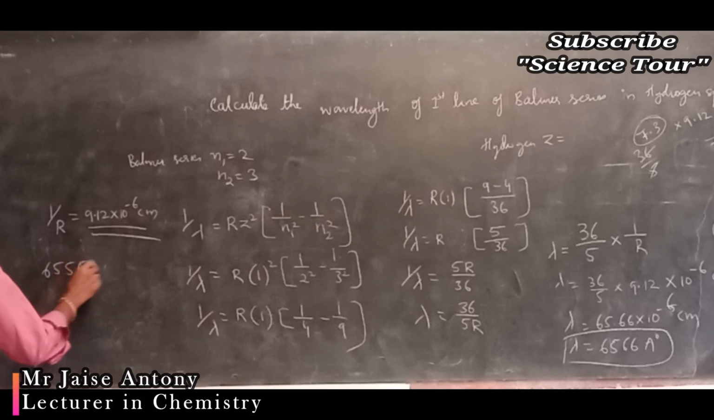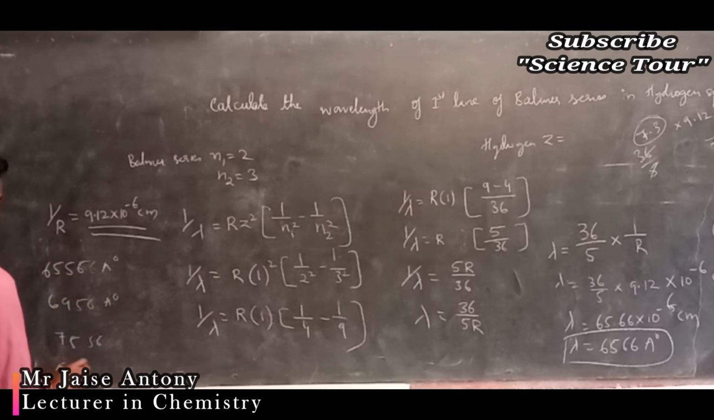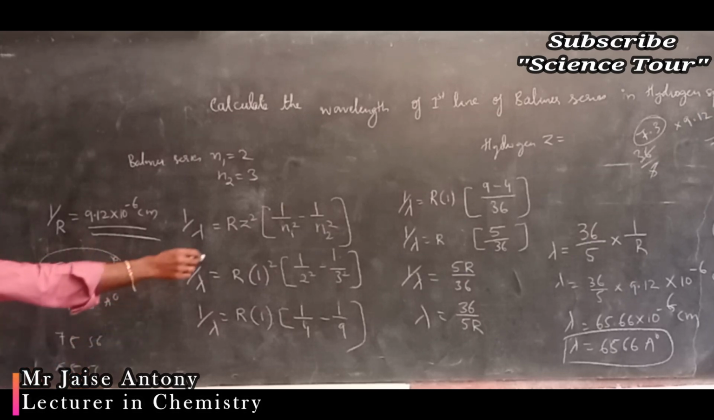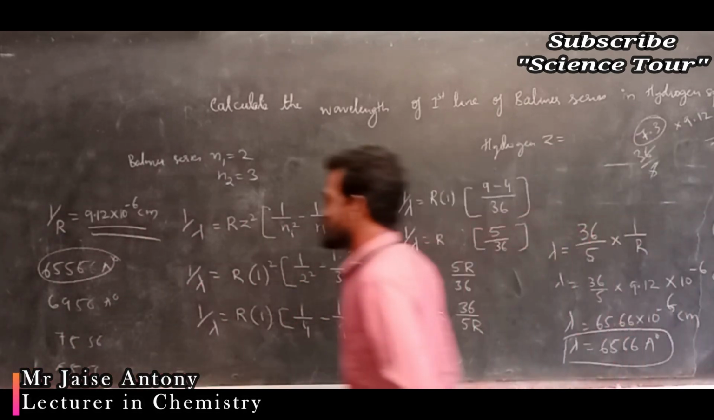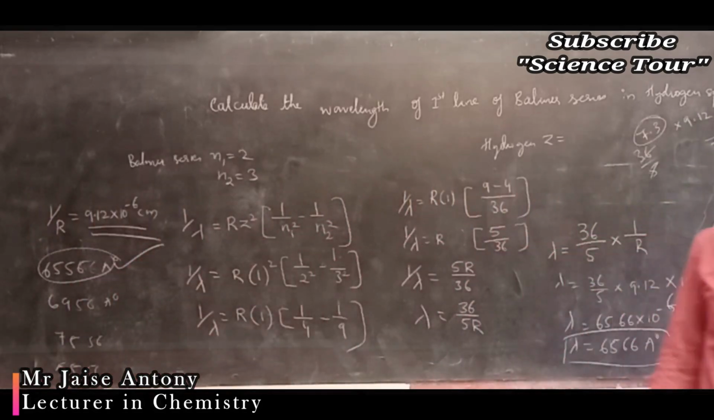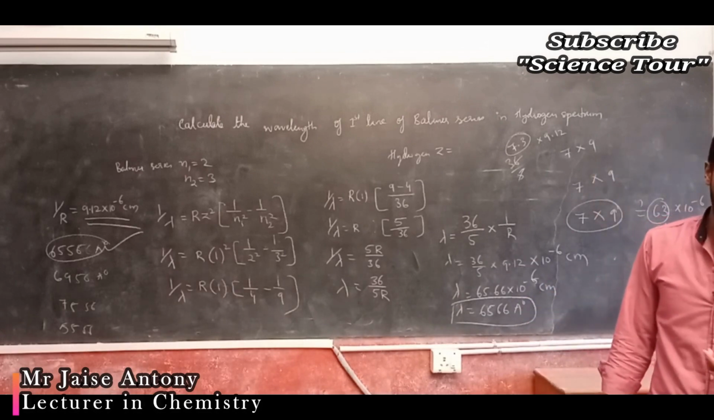Options: 69.56, 75.56, and 55.56. So you have to find out which one is correct. You are getting a nearby value for this one. If you get 63, it is the nearest value to 65. So this is the correct answer. If you get 63, it is near to 65, the actual value. Correct?